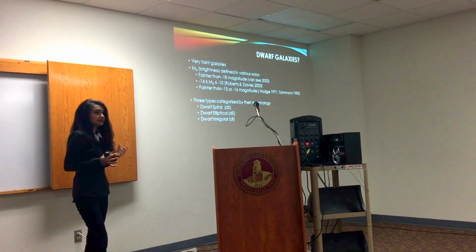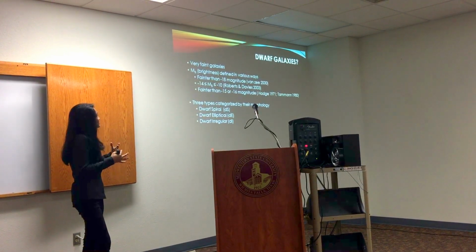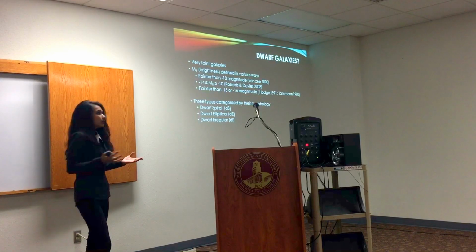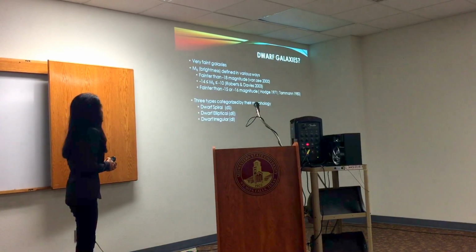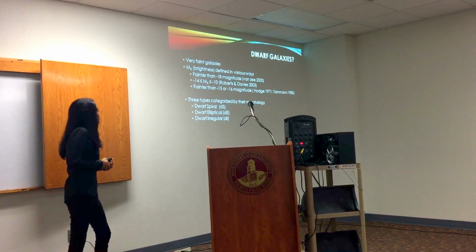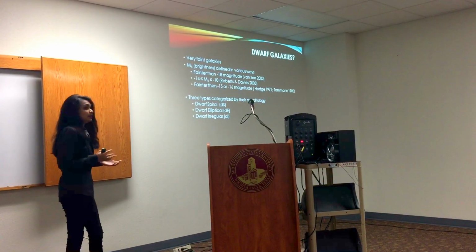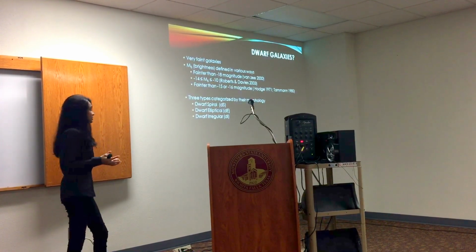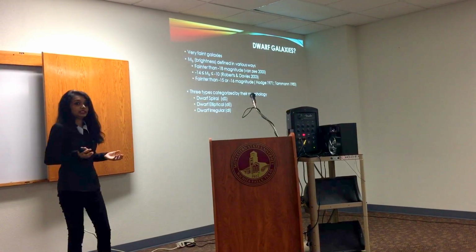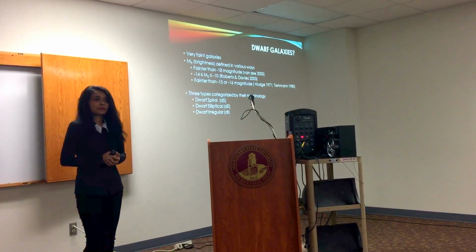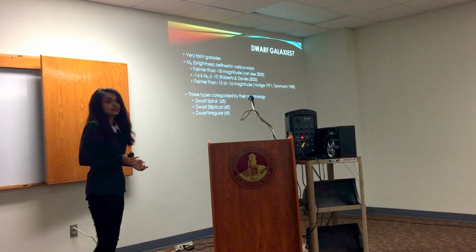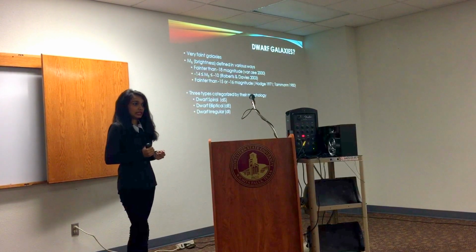And the brightness of a dwarf galaxy is defined in various ways. In literature, according to Ramsey, they are fainter than -18 magnitudes. According to Roberts and Davis, they are in between -14 and -10 magnitudes. And according to Hodge and Taman, they are fainter than -15 or -16 magnitudes. And there are three types of dwarf galaxies: dwarf spiral galaxies, dwarf elliptical galaxies, and dwarf irregular galaxies.